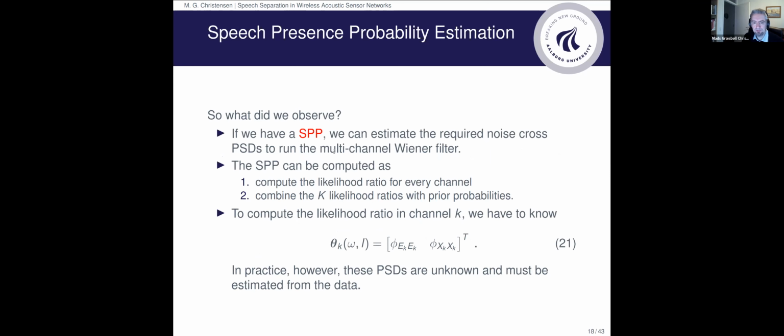Okay, so what did we observe? If we have the SPP, we can estimate the required noise cross-power spectral densities to run the multi-channel Wiener filter. And this SPP can be computed as the likelihood ratio for every channel, and then a combination of the k likelihood channels with prior probabilities. To compute the likelihood ratio in channel k, we need to know the parameters theta, which were the noise variance for a particular segment and frequency, and the same thing for the speech. Now, these two quantities are, of course, unknown in practice, and we must estimate them somehow. And that's what we're going to talk about next.